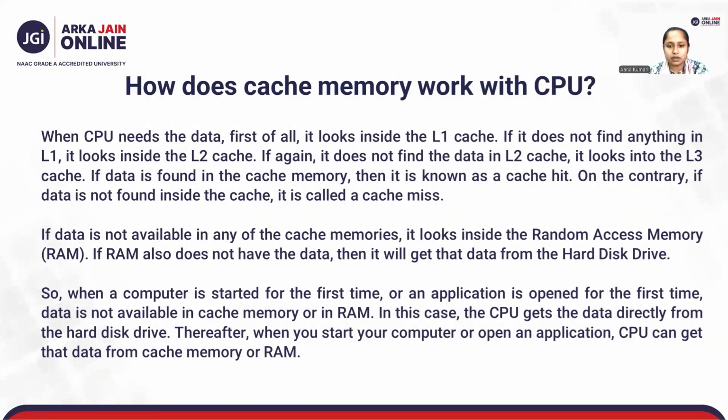If data is not available in any of the cache memories, it looks inside the random access memory, that is RAM. If RAM also does not have the data, then it will get the data from the hard disk drive. So when the computer is started for the first time or the application is opened for the first time, data is not available in cache memory or in RAM. In this case, the CPU gets the data directly from the hard disk drive. Thereafter, when you start your computer or open an application, CPU can get the data from the cache memory or RAM.